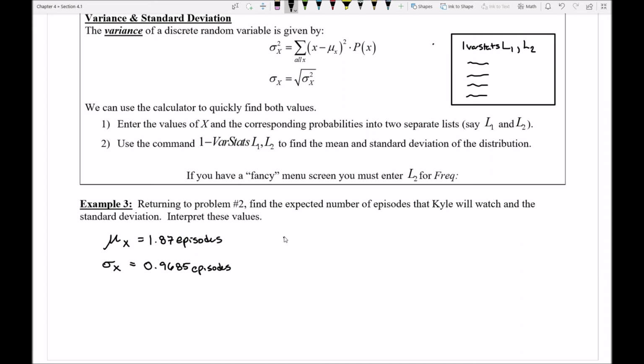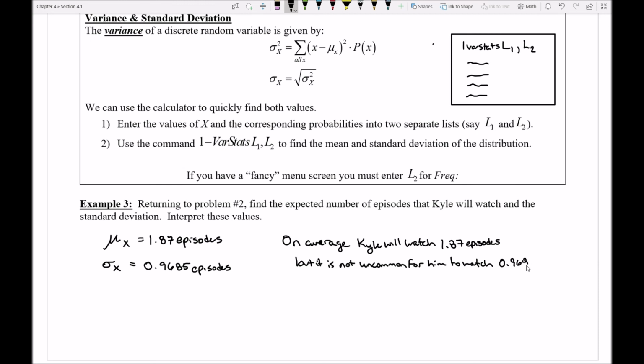So if I was going to interpret these values, I would say something like this. On average, Kyle will watch 1.87 episodes, but it is not uncommon for him to watch 0.9685 episodes more or less than average.